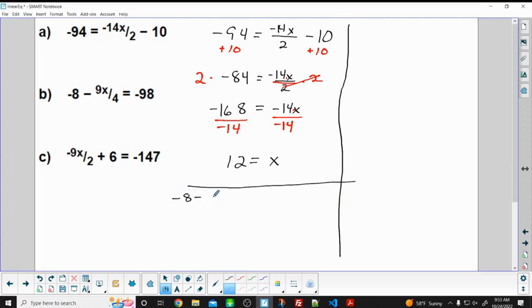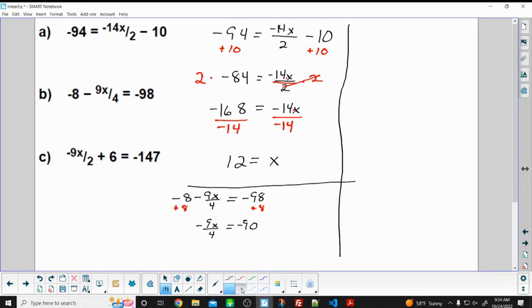We have negative 8 minus 9x over 4 is equal to negative 98. And I'm just going to do this problem, all right? So I'm going to get rid of this negative 8 first. We leave the multiplication and the division to attack second. So let's go ahead and get rid of this negative 8. And to do that, I would add 8 to that and add 8 to this side. And so that leaves me with negative 9x over 4 is equal to, what is that, negative 90.